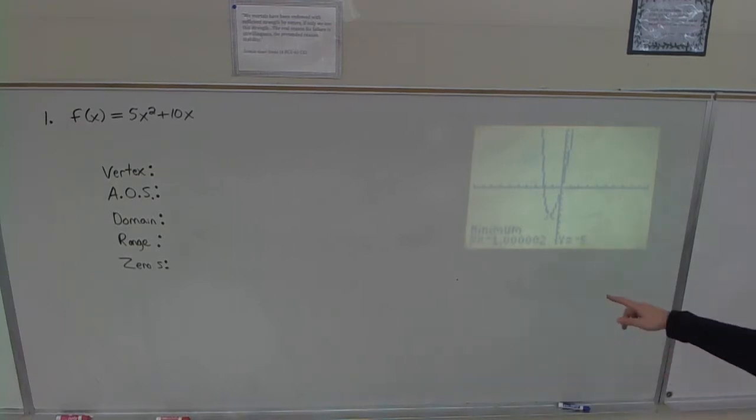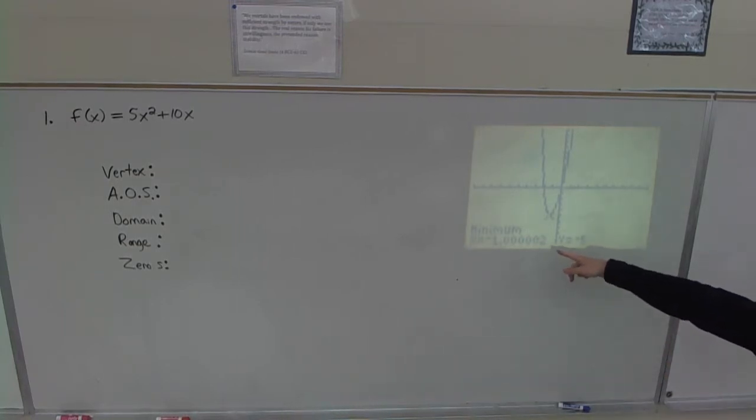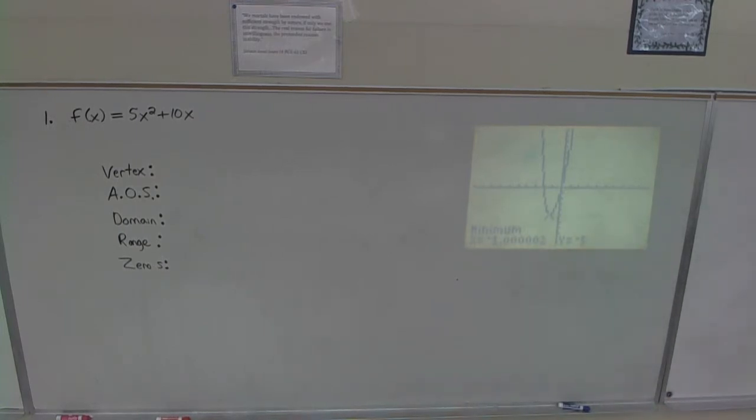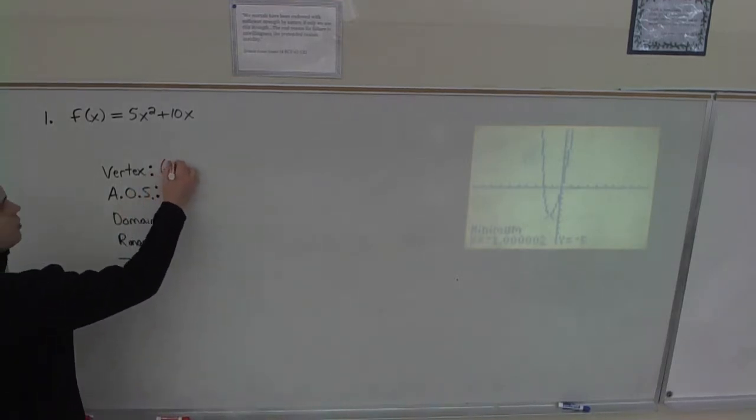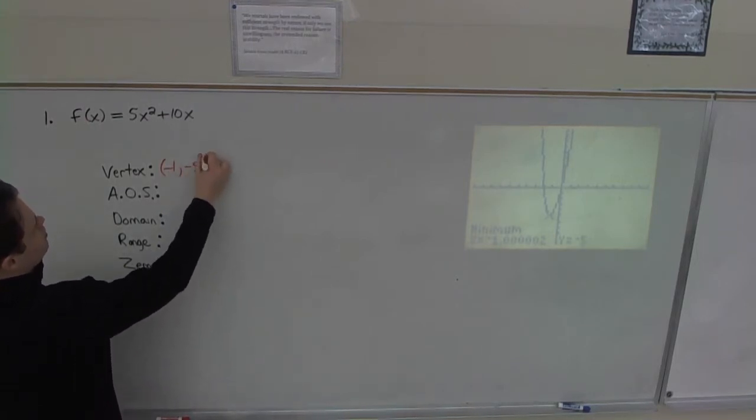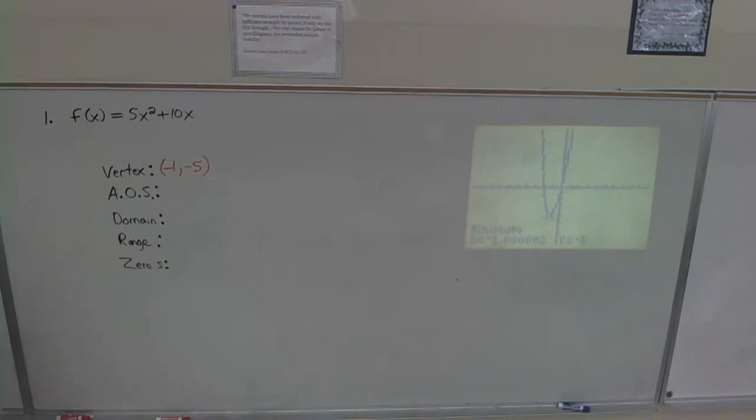Now, if it says negative 1.000 all the way out there to 2, that's rounding error. That's the calculator not being quite smart enough to realize that the vertex this time is actually what? Negative 1. Is it negative 5? Clearly it's negative 5, not positive 5, right? So that's the vertex right there.